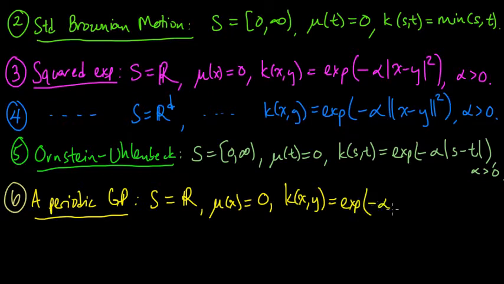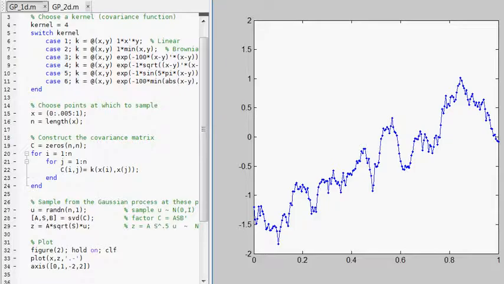E to the minus alpha sine squared of beta pi times x minus y, the sine of that quantity squared. And here alpha and beta are some positive numbers. So that's the covariance function I'm going to use. Let's see what's going on here. I won't decompose and analyze it, but what the sine is going to do is introduce periodicity into this covariance function. Let's see what happens.